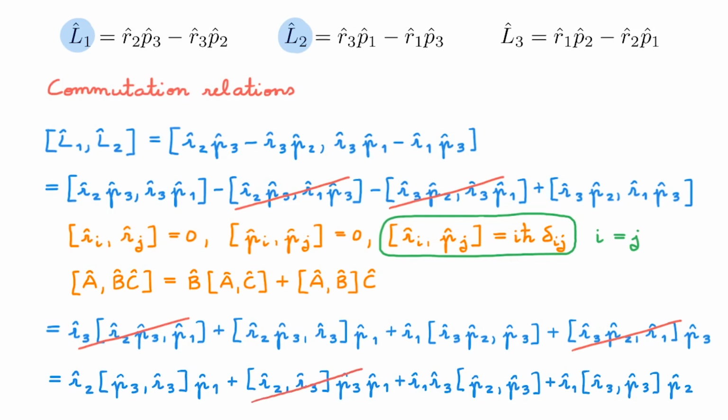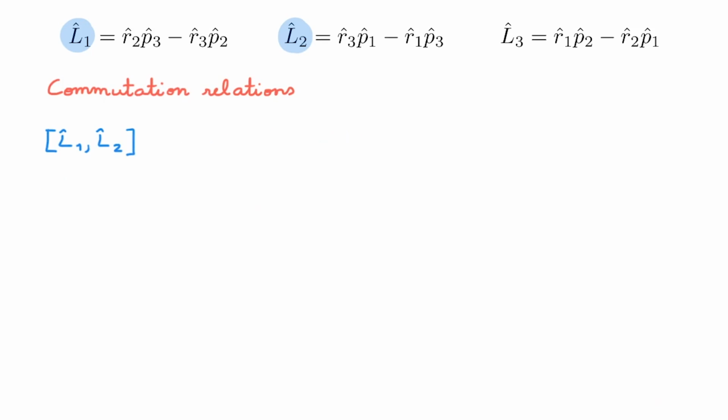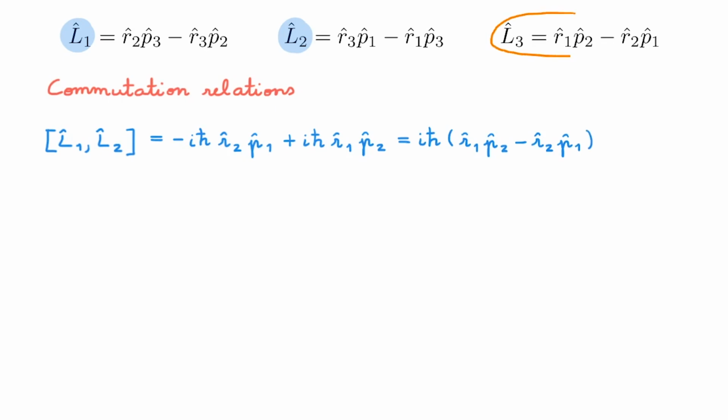Moving on, the 2 middle terms vanish. The first term contains the canonical commutation relation in reverse order, so we get minus iħ. And the last term contains the canonical commutation relation, so we just get iħ. Let's make some room in this slide and copy the latest result up here so we can continue with our derivation. Right, we can now rearrange it to iħ multiplying R1P2 minus R2P1. Comparing with the definition of L3 up here, we see that this is in fact equal to iħ L3.